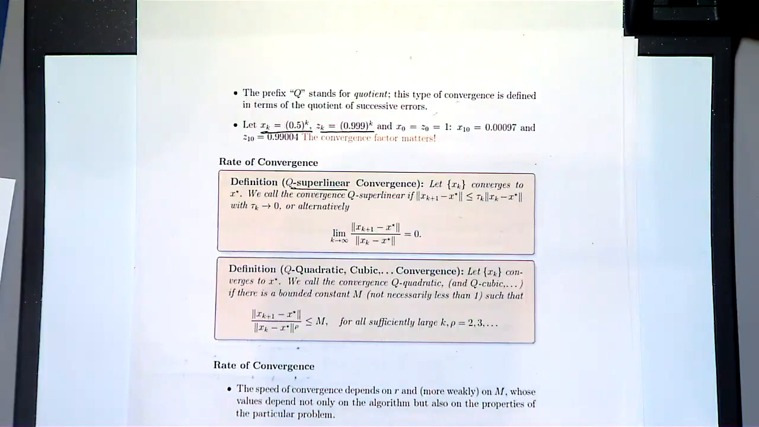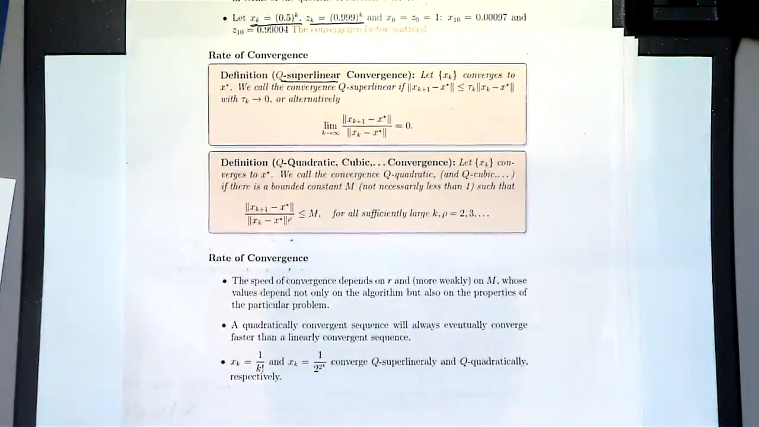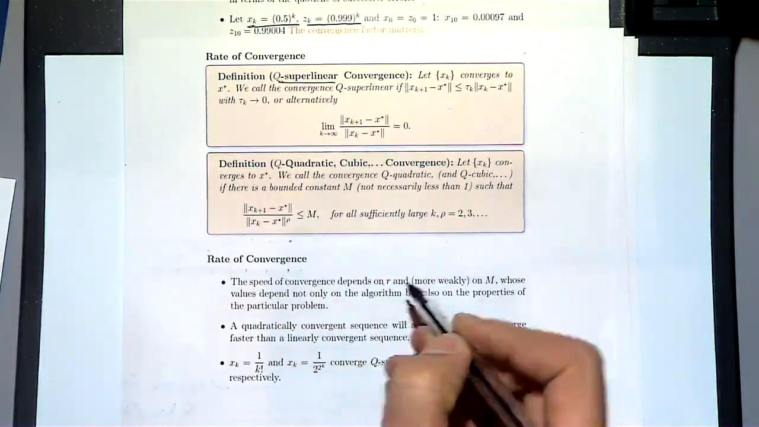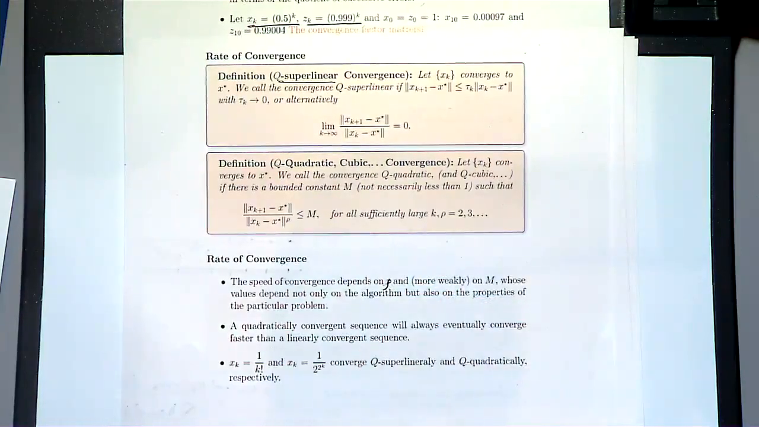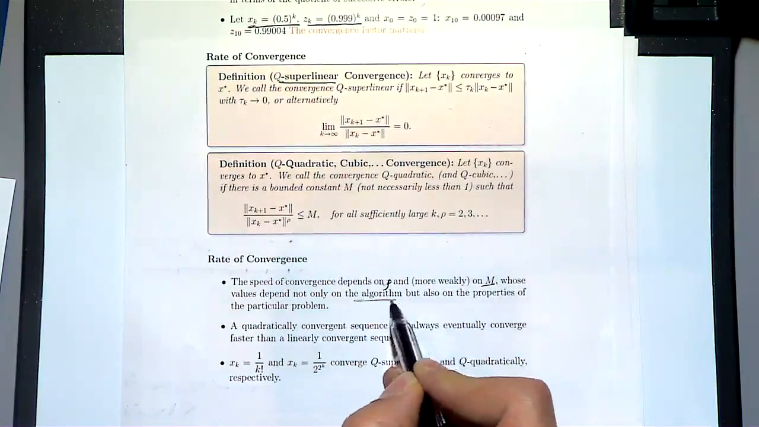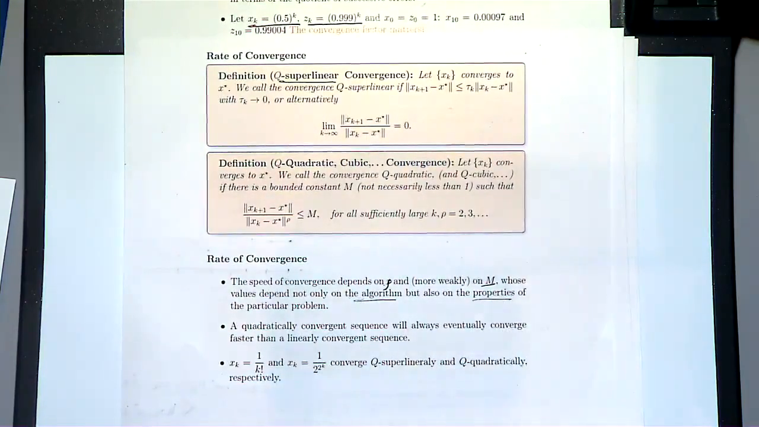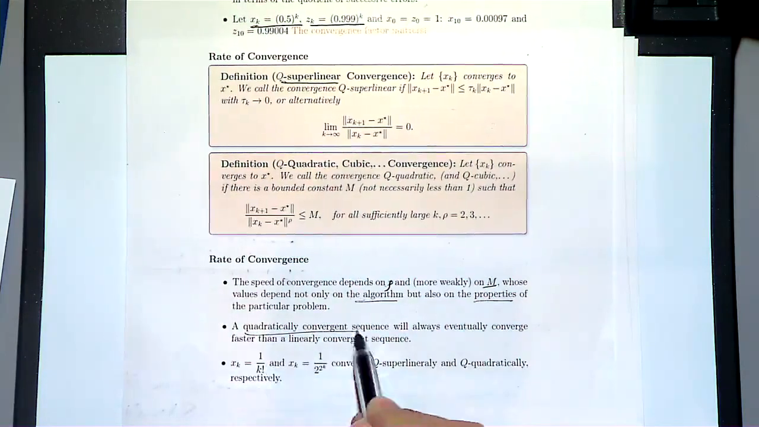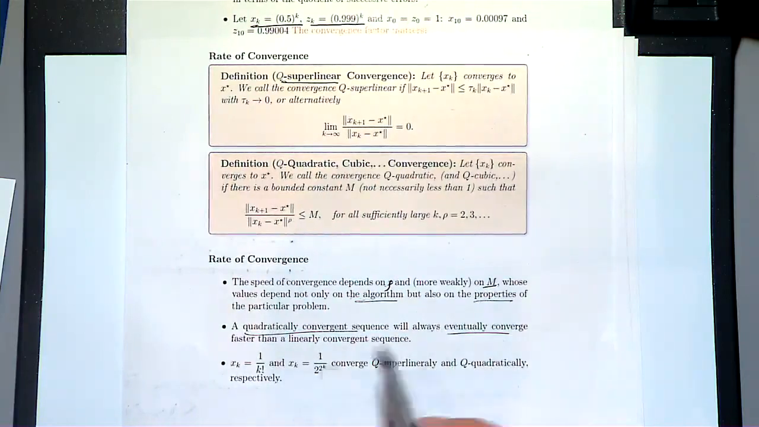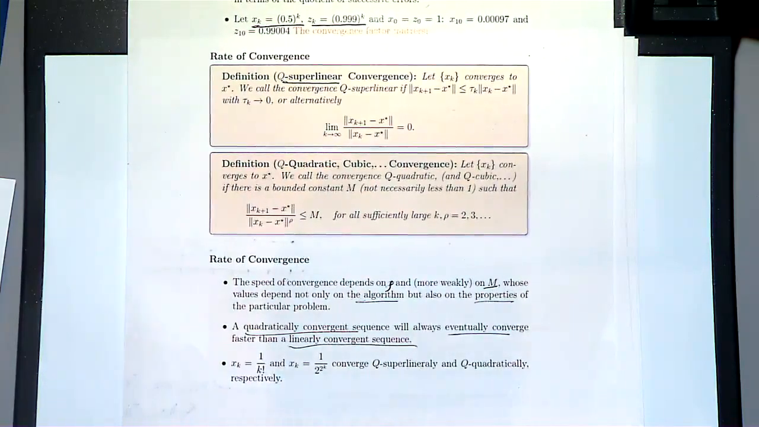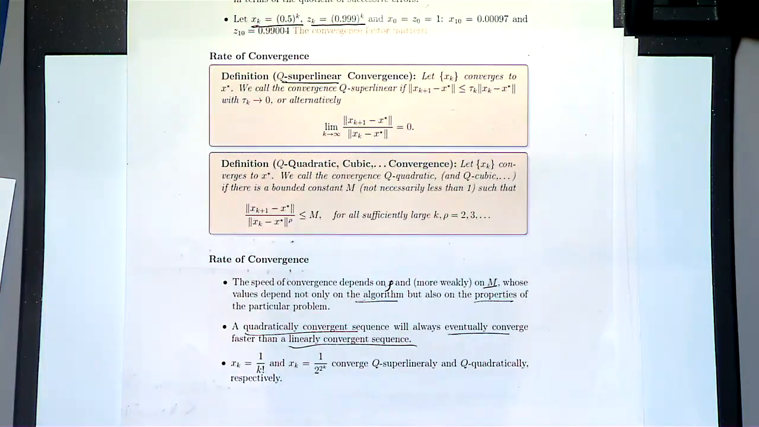As before, the speed of convergence depends on rho and on m, and it might depend on the algorithm and some other properties of the problem. We will see examples of this as we analyze different algorithms. And a quadratically convergent sequence eventually always converges faster than a linearly converging sequence. In the end, they catch up and they will be faster.